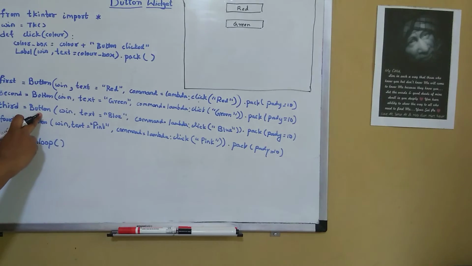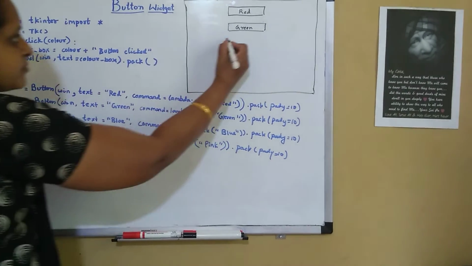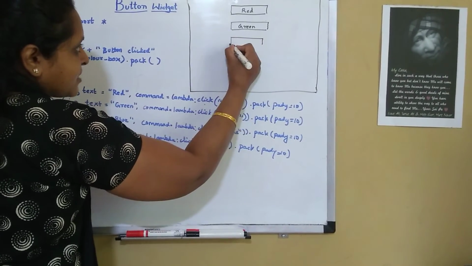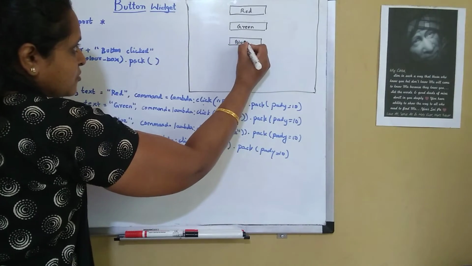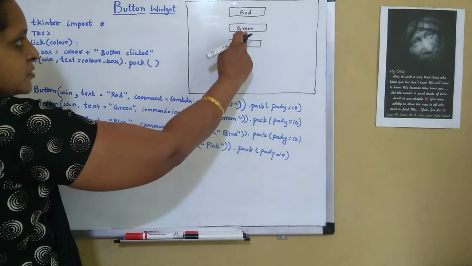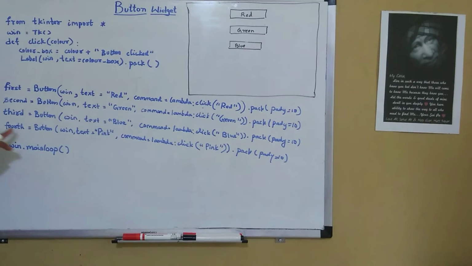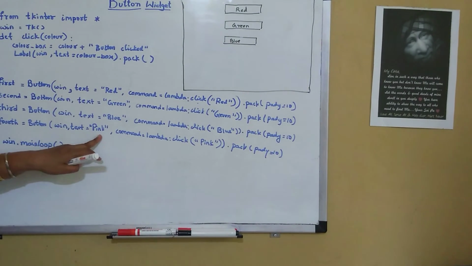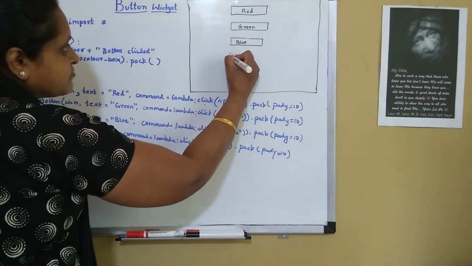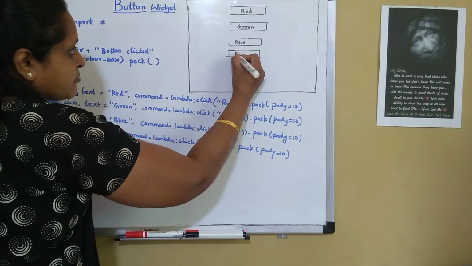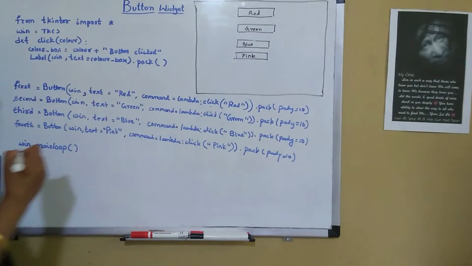Thirdly, I am having another button where the text is equal to blue, pad y is equal to 10. Finally, I am having the fourth button widget where the text is equal to pink.